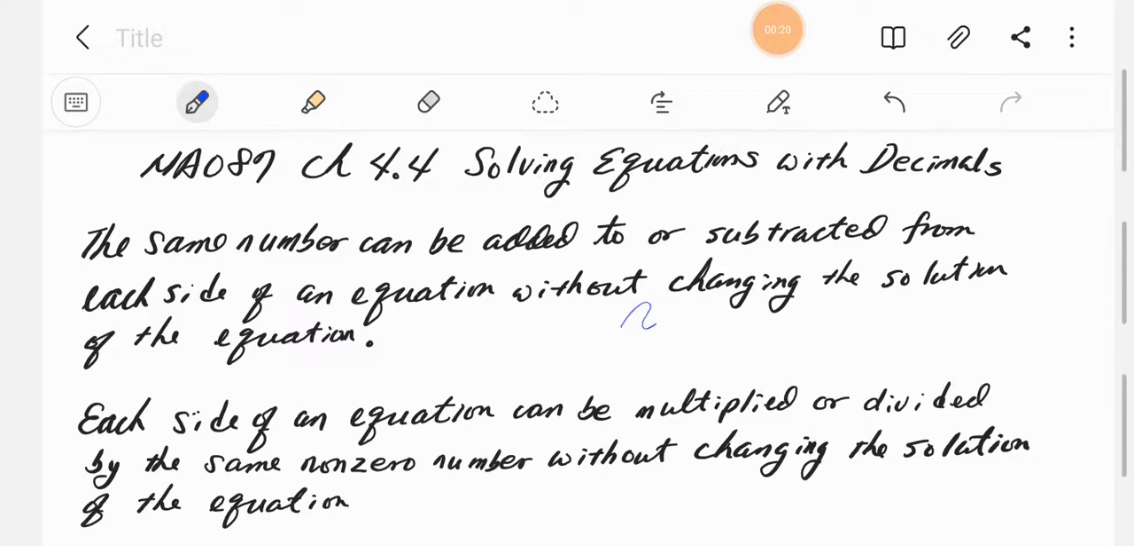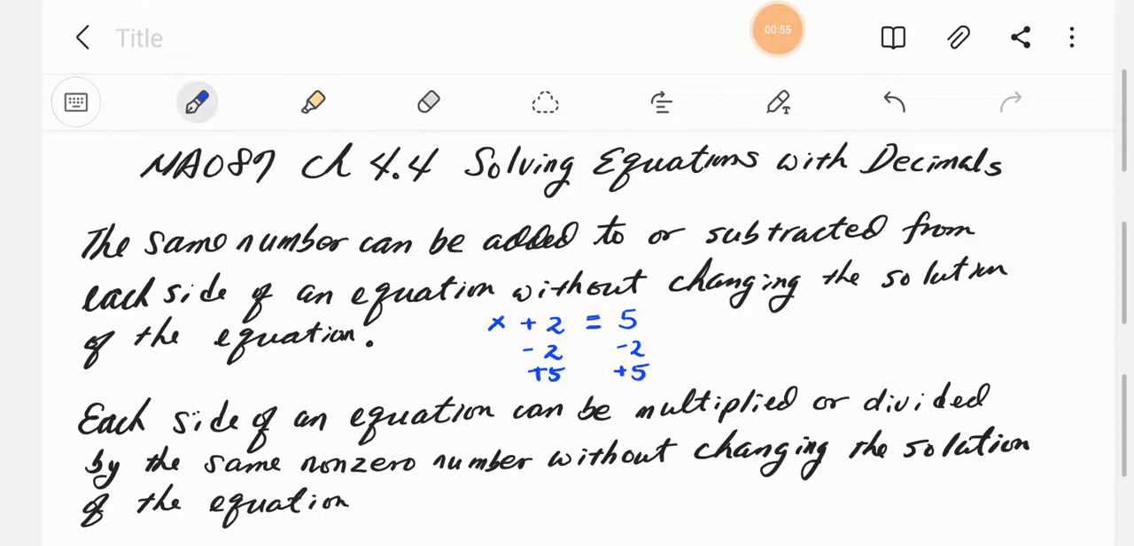So this means, you have an equation. Here's an equation, and I don't know what the x value is. Let's say x plus 2 is equal to 5. So this is an equation. You can add to or subtract from each side of the equation. So you can do minus 2 on each side, or you can do plus 5 on each side. It doesn't matter. So this is what it means.